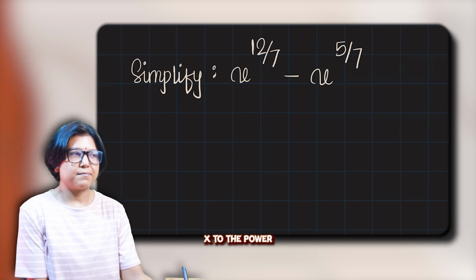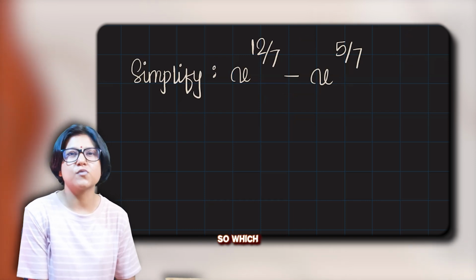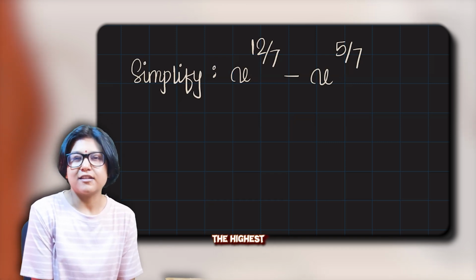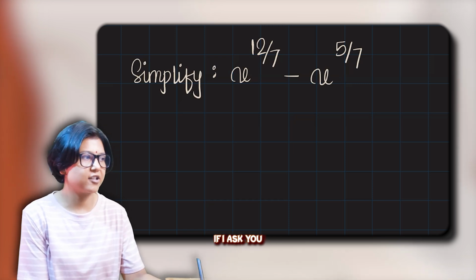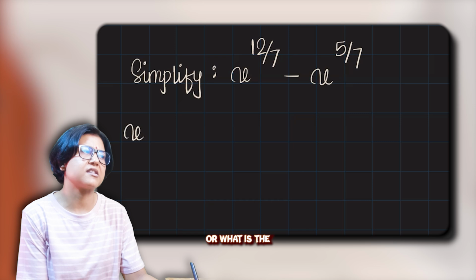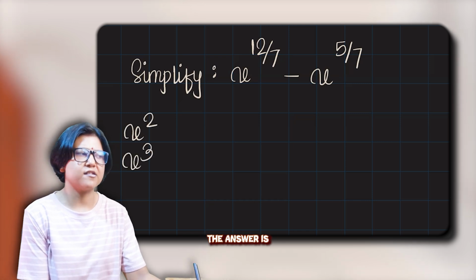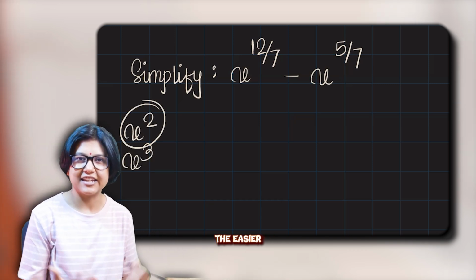Let's see. x to the power 12 upon 7, x to the power 5 upon 7. So which one is the lower power? You want to bring that out. Remember one thing, the highest common factor is always the lower power. If I ask you what is the highest common power for x squared and x cubed, then the answer is x squared. The term with the lower power is always the HCF.